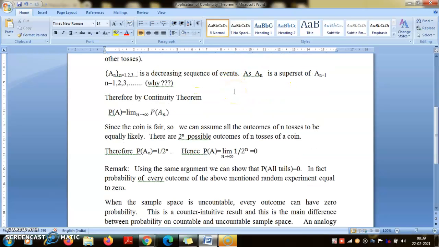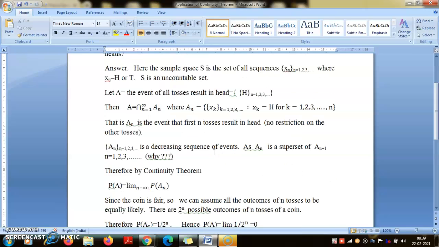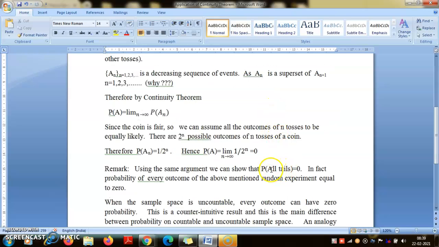is 0. Now using the same argument, you can also argue that if instead of all heads I ask what is the probability of all tails, then there will be a T at every position, and the same argument goes through. Instead of H you write T. So the probability of all tails is also 0.